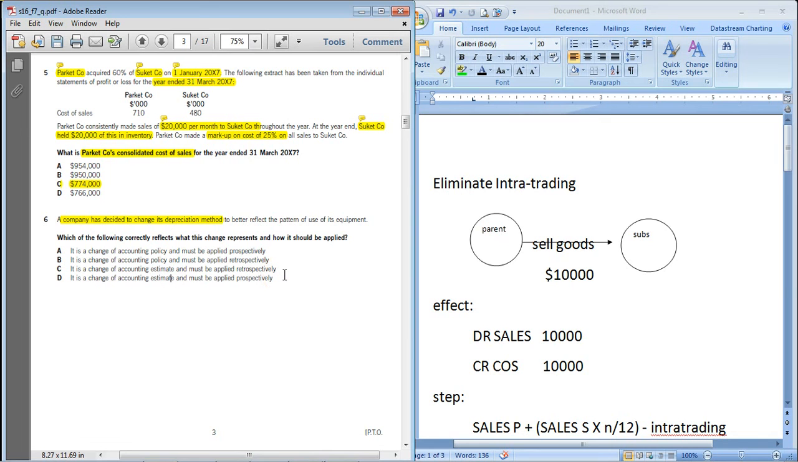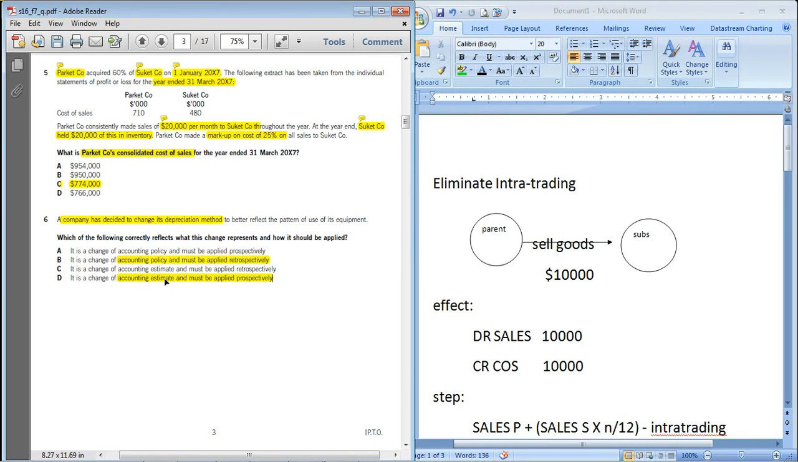You can use an elimination technique. When you see accounting policy cannot be applied prospectively, this is totally wrong. Accounting policy is only retrospective. So you have the first choice eliminated. Another one is accounting estimate cannot be retrospective. Accounting estimate is prospective only. So this is the way I eliminate my wrong answers. A is wrong, C is wrong as well. Okay, so now depreciation under accounting policy or accounting estimate. The answer here is D, accounting estimate.